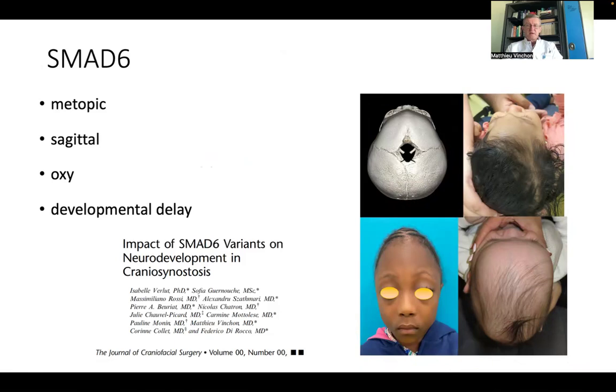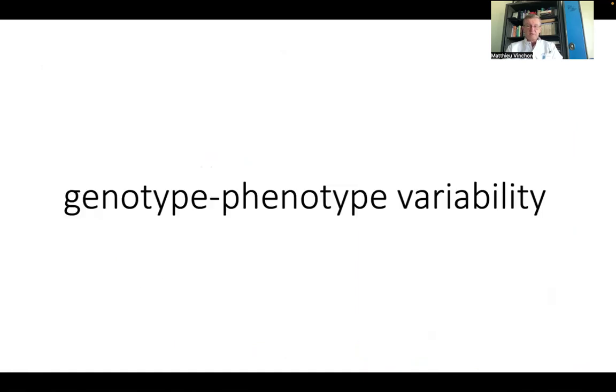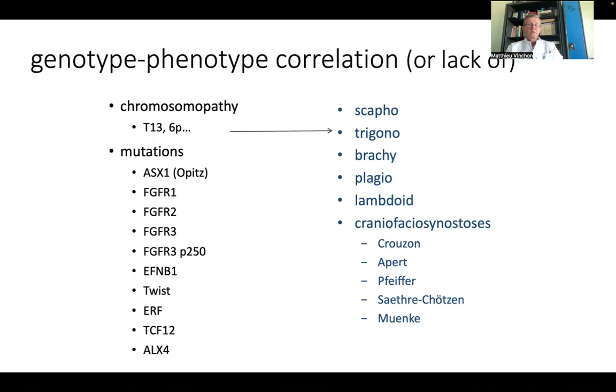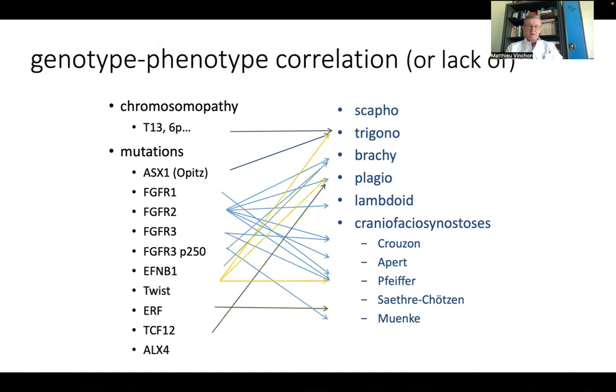A new gene which has been described recently is SMAD6, which can cause metopic synostosis, sagittal synostosis, oxycephalic malformation, and is also by itself a cause of developmental delay, as shown by our psychologist in our team. So as you can see, we can have a genotype-phenotype variability, which is more and more important as we discover more genes, because the most obvious gene mutations were discovered long ago, and now more difficult things are to be found. We have the correlation with chromosomopathy. We have trigonocephaly, which can be caused by this gene. So you see that you have different phenotypes with the same gene. You can have different genes with the same phenotype, and you have a lot of variability in the genotype-phenotype correlation, and certainly the list is not closed.